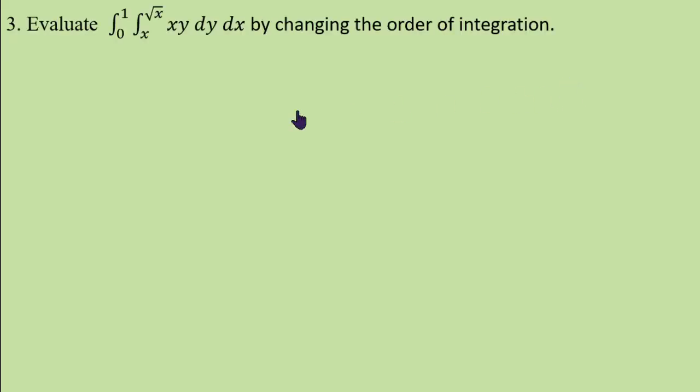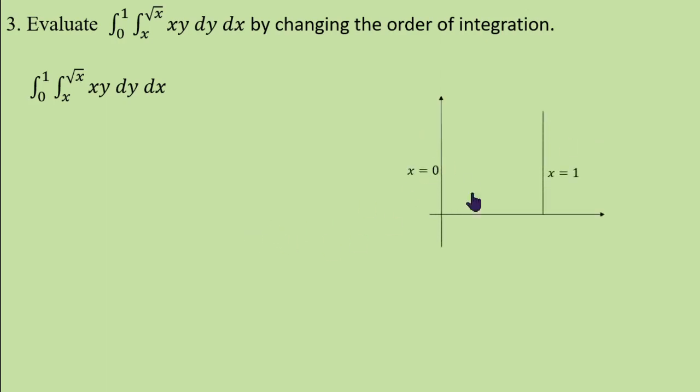Now one more example. Evaluate the double integral, 0 to 1, x to root x, xy, dy, dx. So this is the given order. How can we change the order of integration? x varies from 0 to 1. First you take the x and y axes. x varies from 0 to 1.